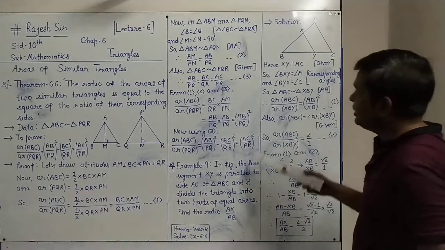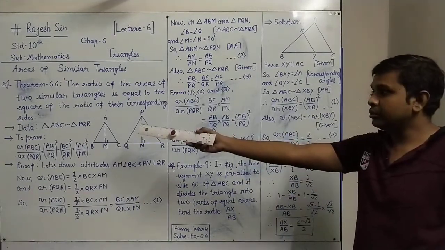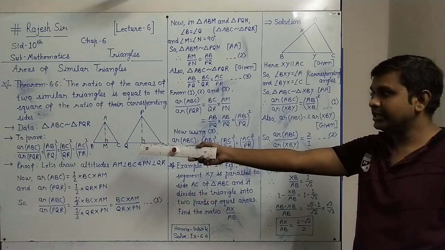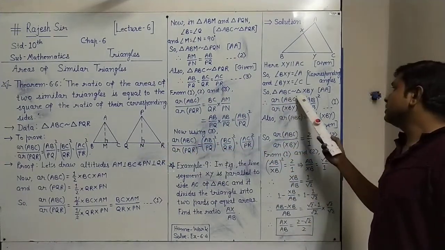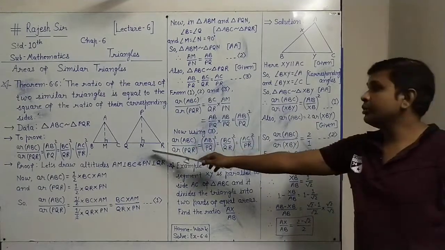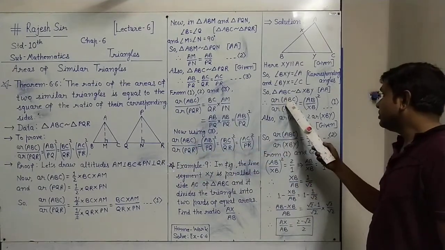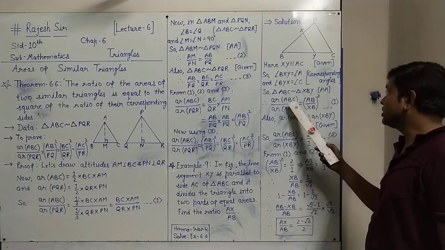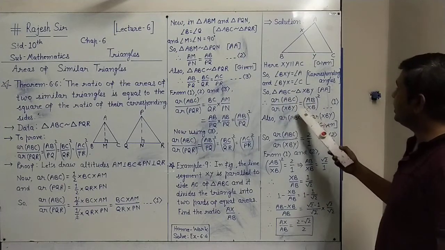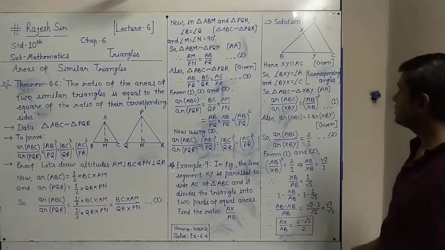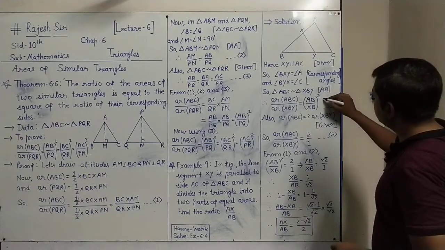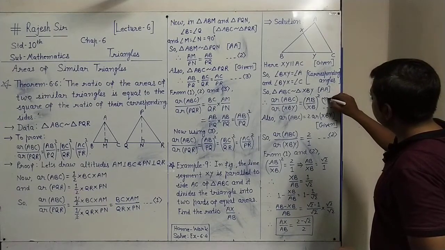Now, as we have seen, for two similar triangles, the ratio of areas equals the square of the ratio of corresponding sides. Here we have used theorem 6.6. Area of triangle ABC upon area of triangle XBY equals AB upon XB, the whole square, by theorem. Which theorem?